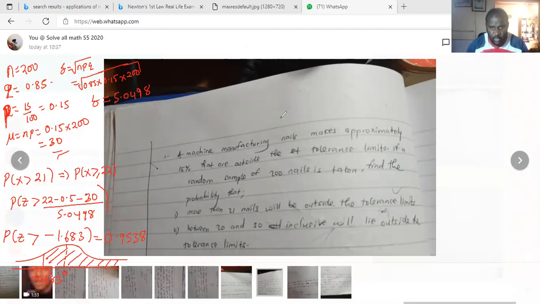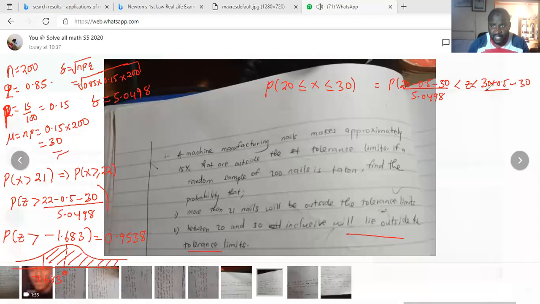The second case, between 20 and 30 inclusive will lie outside the tolerance limits. You see what the question is talking about? Lying outside the tolerance limits. So being outside the tolerance limits was actually our success. I'd interpreted it in a funny way. Inclusive. So we have probability of 20 less or equal to x less or equal to 30. This is going to be equal to probability of 20 minus 0.5 minus 30 divided by 5.0498 is less than z less than 30 plus 0.5 minus 30 divided by 5.0498. Can you get me those limits?